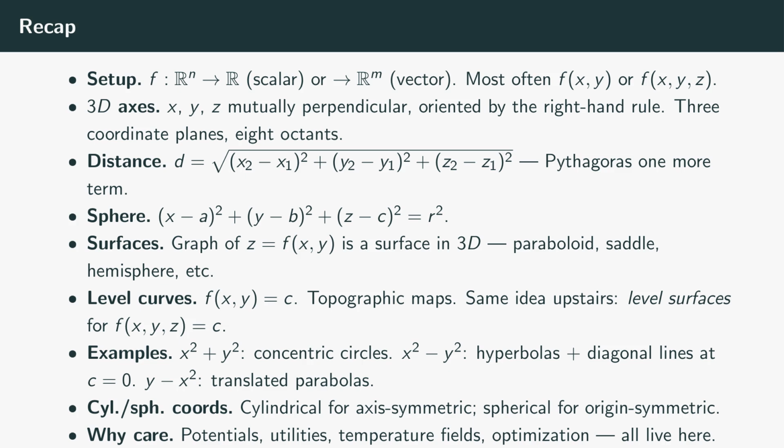Cylindrical and spherical coordinates are symmetry-friendly alternatives to Cartesian. Cylindrical for rotational symmetry around the z-axis, spherical for symmetry around the origin. We'll use both heavily in integration. And multivariable functions are everywhere: potentials in physics, utilities in economics, temperature fields, and stress tensors in engineering.